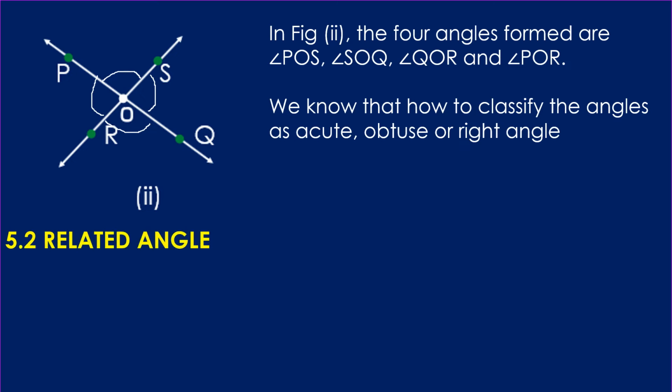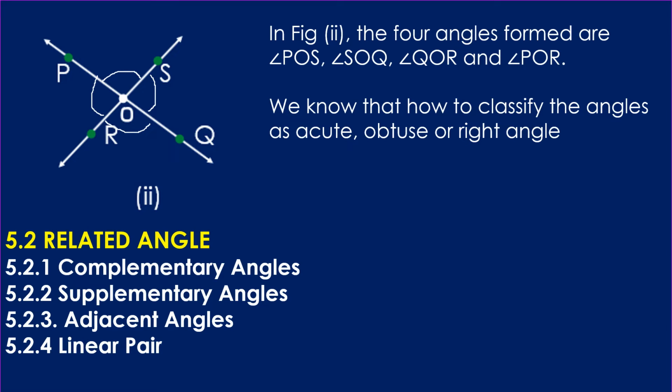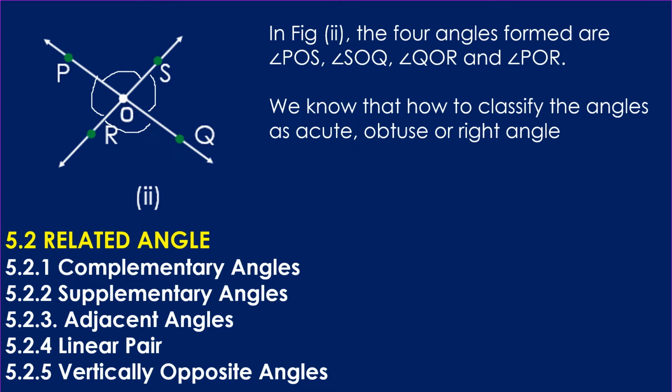Now let us go for next heading, related angles. So what are the related angles? Let us know one by one. One is the complementary angle, and second one it is the supplementary angles, and the third one is adjacent angles. The fourth one is linear pair, and the next one is vertically opposite angles.